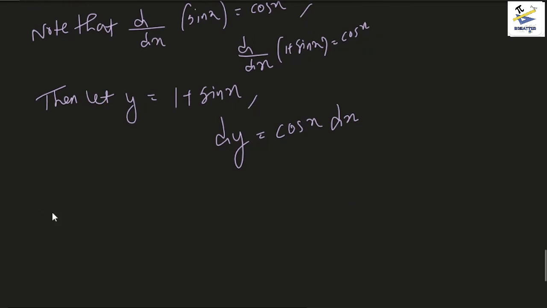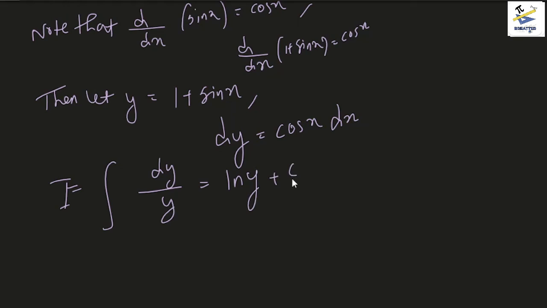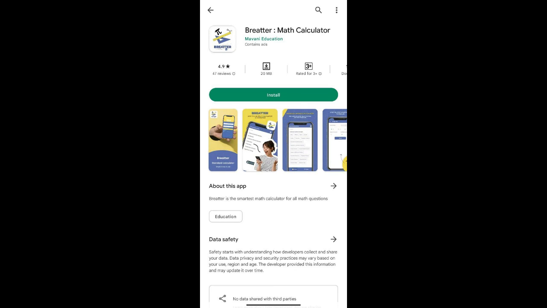This would give us our integral as the integral of dy divided by y. This integral is evaluated as a natural logarithm, right? So ln of y plus c, and remember the y is always positive, so it's rather a modulus. So the answer by putting back the value of y would be ln of 1 plus sine x plus c, which is the answer.